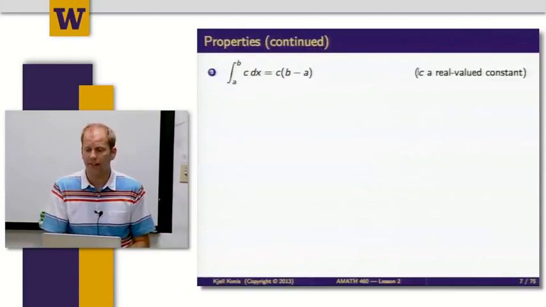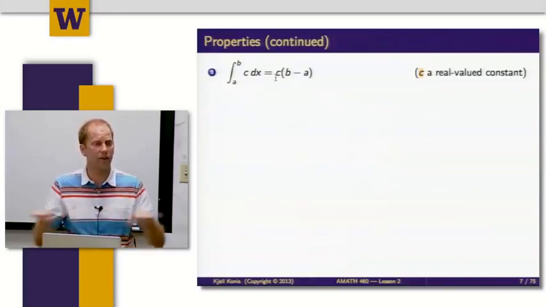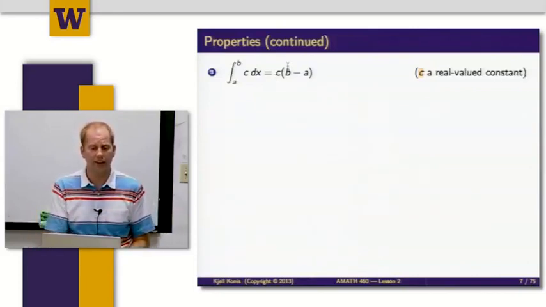So here I let c be a real valued constant. If I look at the integral from a to b of c, that's just going to be c times b minus a. And if you imagine what this is going to look like, c says my function is constant for all x. So it's just a horizontal line, and I'm trying to find the area underneath that between a and b.